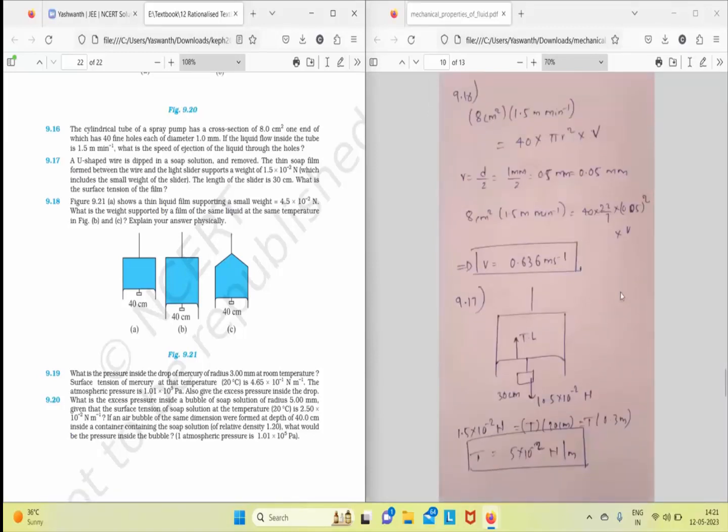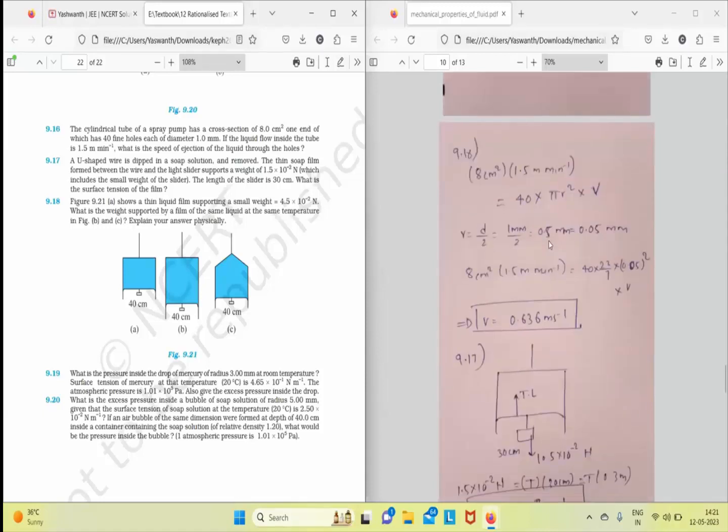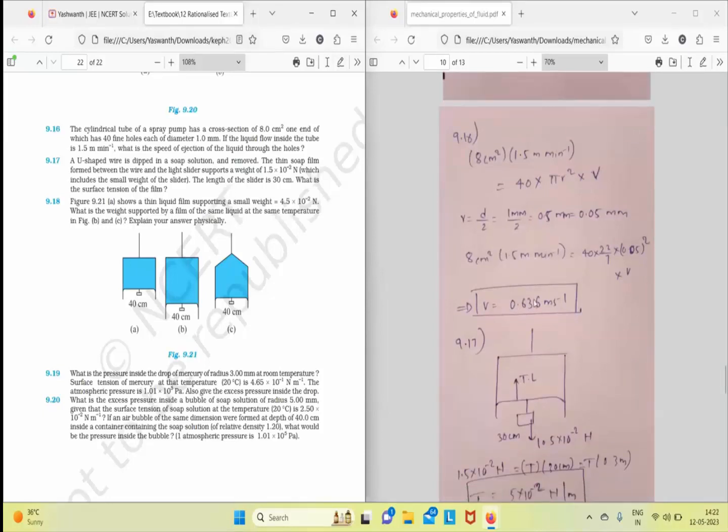If the liquid flow inside the tube is 1.5 meter per minute, what is the speed of ejection of the liquid through the holes? Again, this is the application of the equation of continuity, and you can easily solve this using the formula. That is 8 centimeters square into 1.5 meter per minute equals 40 times pi square into V, where V is the rate at which the spray comes out of the smaller diameter hole. You can just simply solve it, and if you have any doubt, you can see it from my notes, which I will be sharing with you.